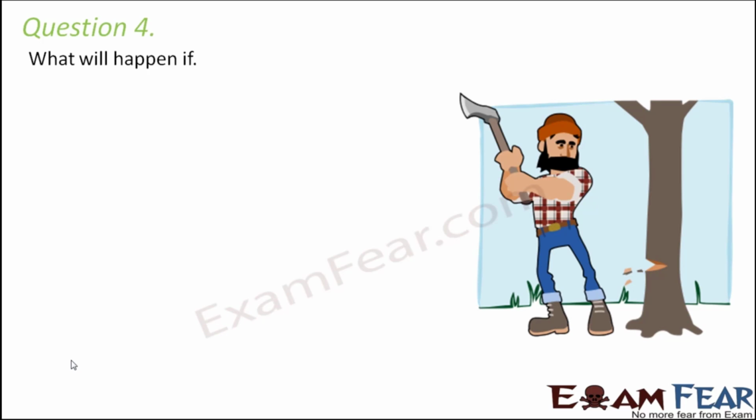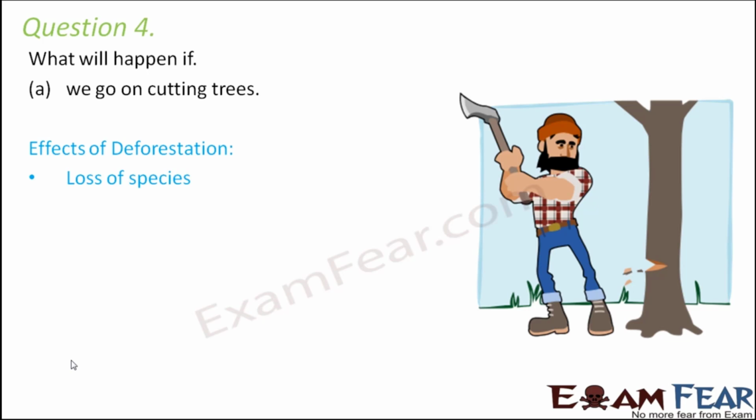Question number 4. What will happen if we go on cutting trees? That is basically deforestation. Some of the effects would be loss of species, because they will lose their shelter and also they will lack food. Soil erosion, because the roots of the plant hold the soil tightly. Now there is nothing to hold the soil, so the soil will get carried away by water. Increased carbon dioxide concentration, because plants utilized carbon dioxide during photosynthesis. Now there is nobody to utilize carbon dioxide.